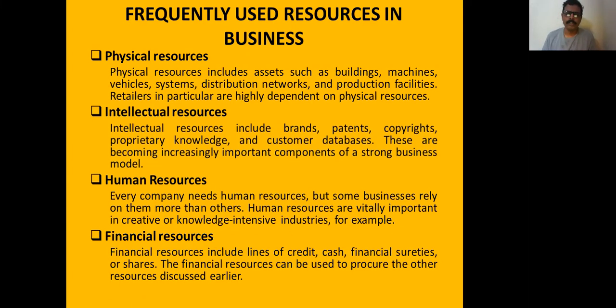Next one is human resources. That is the people who are present in the organization. Some organizations value their employees, some organizations value them as assets, and some organizations still just treat them as a machine. There are also financial resources in the form of cash, financial securities, shares, etc. They need to be managed.